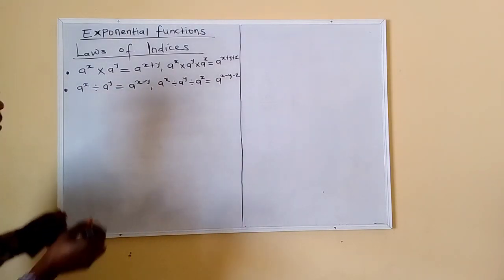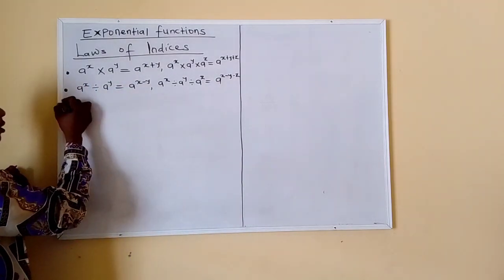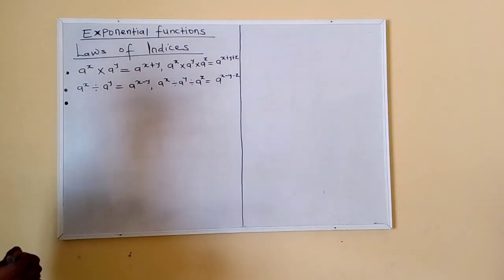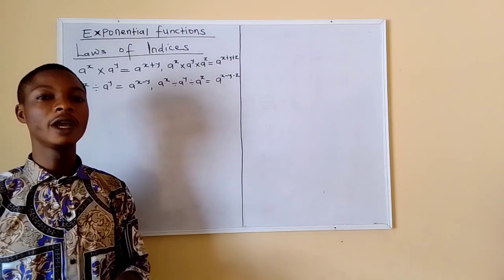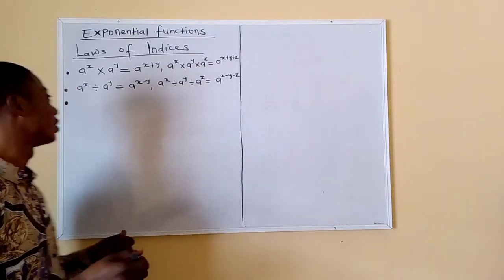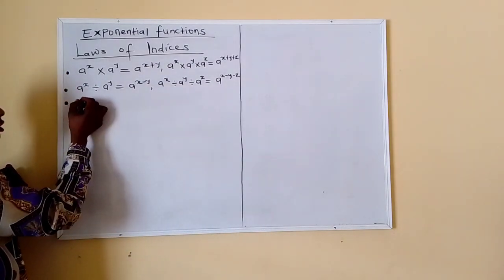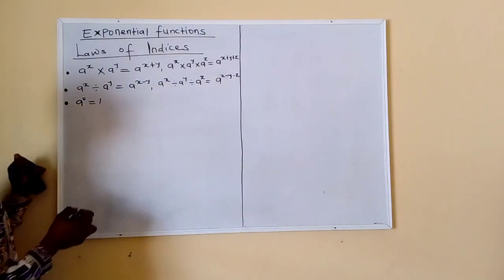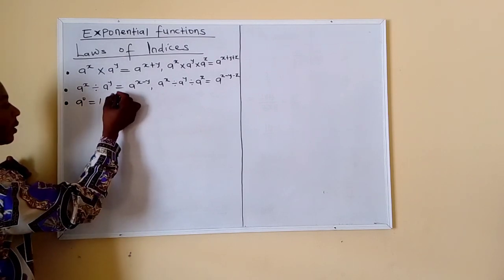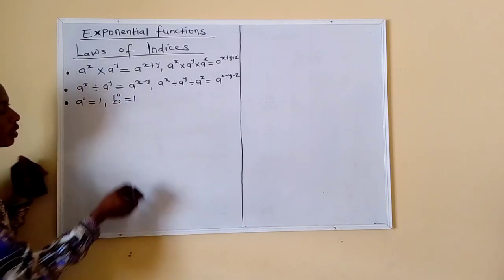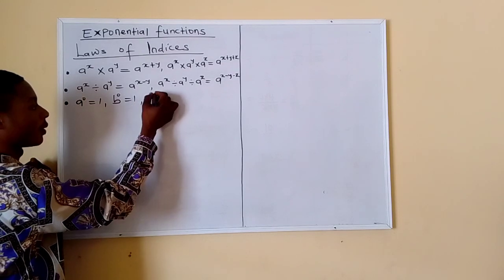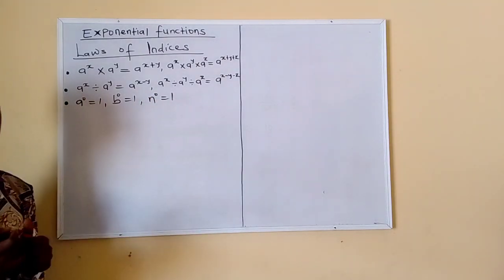The next law we'll talk about is the zero power law. The zero power law says that any number raised to the power of 0 is 1. So if you have a raised to the power of 0, the answer is 1. b raised to the power of 0 is 1. Any number raised to the power of 0 is 1.